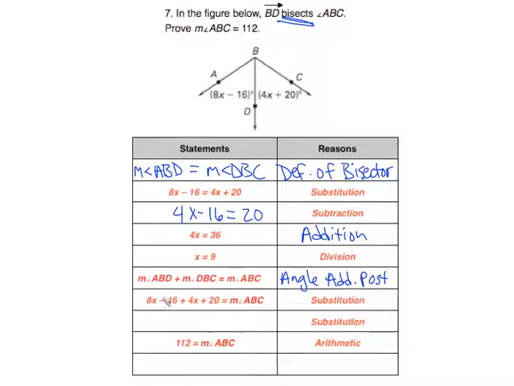So what can we plug into this? That would be that x is 9. So 8 times 9 minus 16 plus 4 times 9 plus 20 equals the measure of angle ABC. Then we do arithmetic to get 112, but we have one more step, and that's because it's not turned around the correct way. So we've got to flip it, measure of angle ABC equals 112, and that is symmetric property.